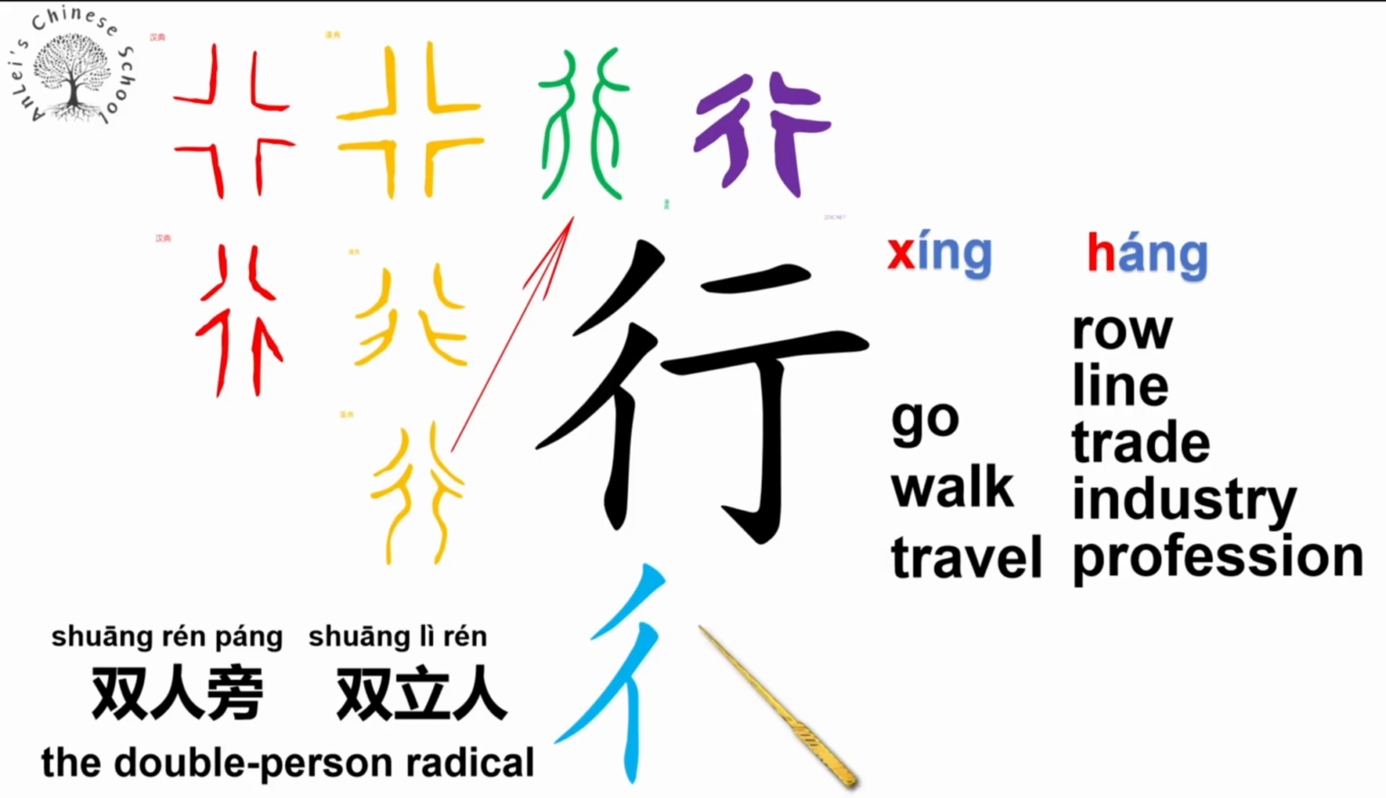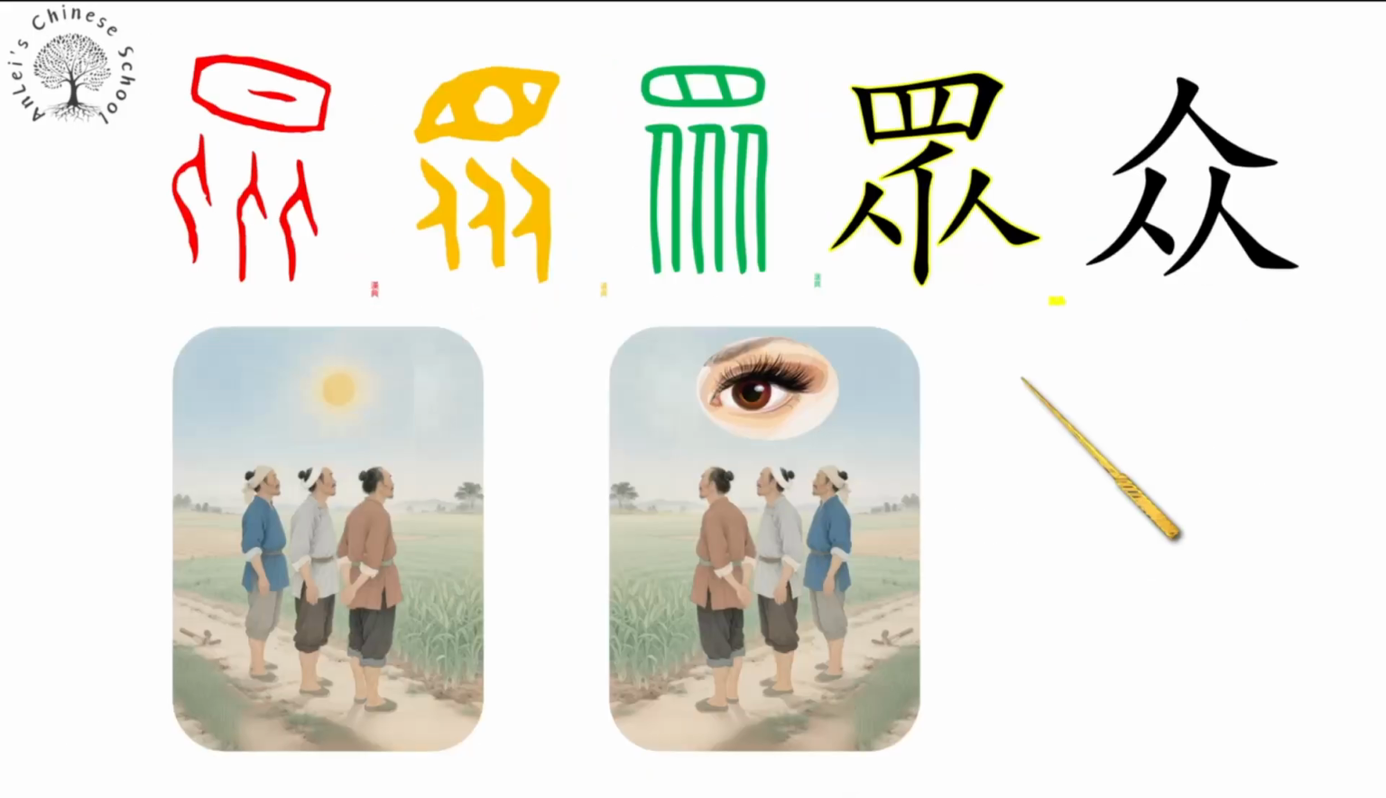The double person radical is the left part of this character. This character is zhong. In oracle bone inscription, the character has a radical ri on top and three ren on the bottom. It resembles three people working under the scorching sun. In bronze inscription, the top radical ri was replaced with mu, meaning eye. It symbolizes the slave owners supervising slaves with their eyes. Xiaozhuan script also has an eye on the top.